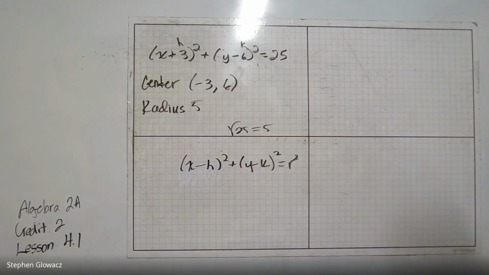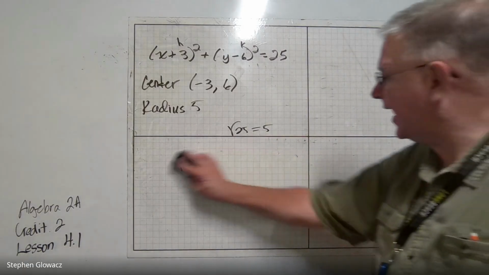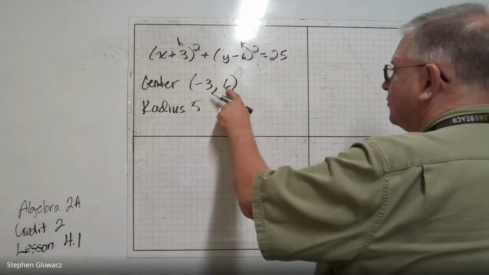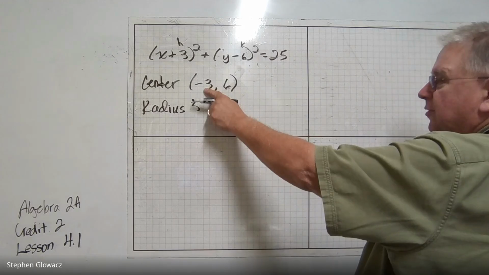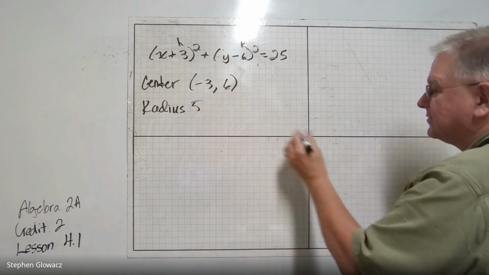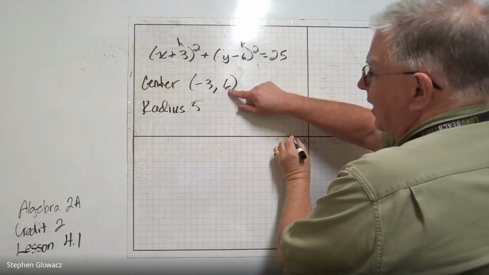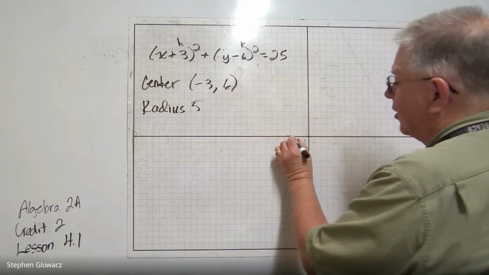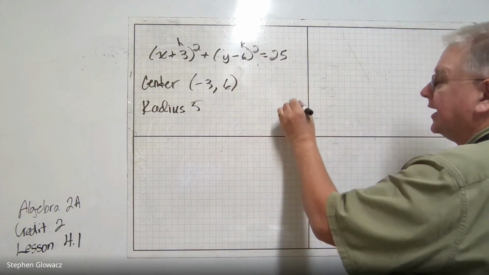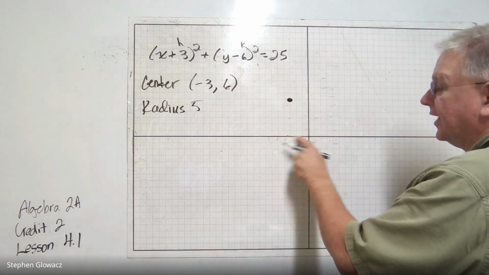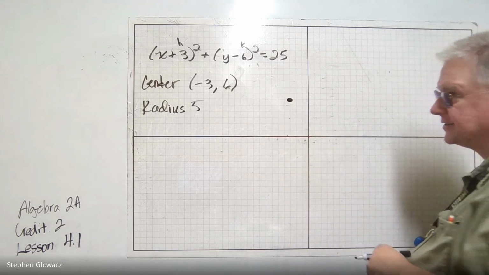All right, so now that we have that information, let's go ahead and graph our circle. Our center is at negative 3 and 6. Our first number, our x-coordinate, is negative, so we're going to go to the left 3. And then the second number in the ordered pair is positive 6, so we're going to go up 6. 3 and 6. So there we go. That's our center.